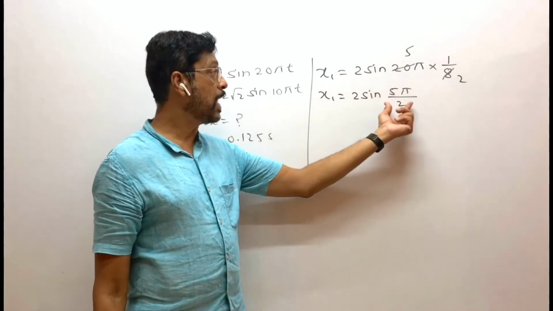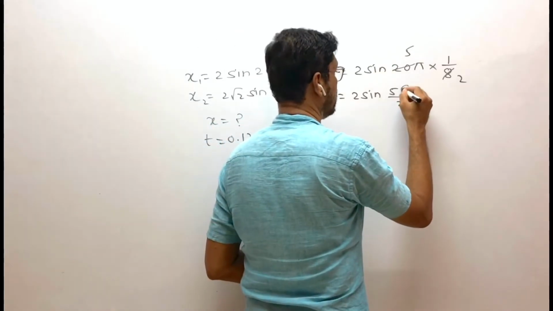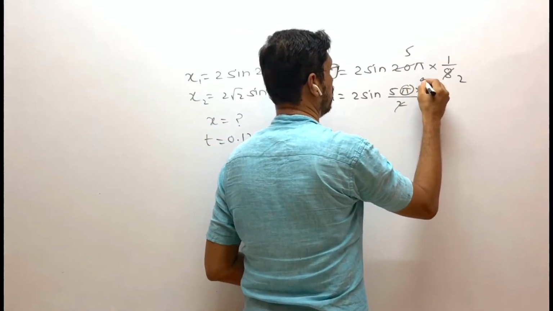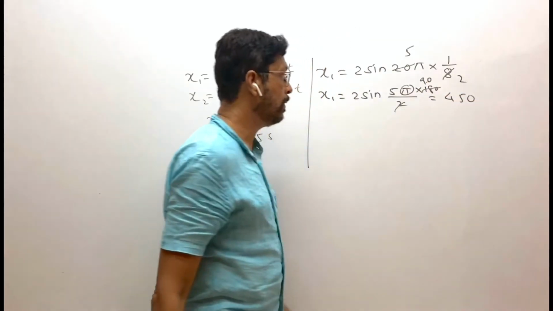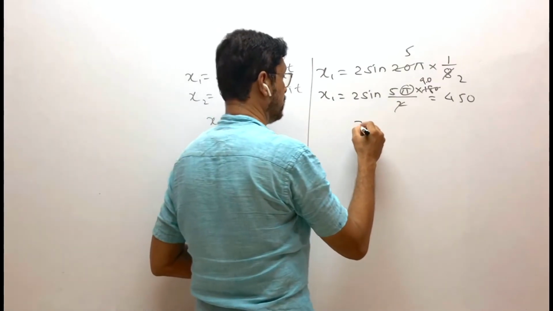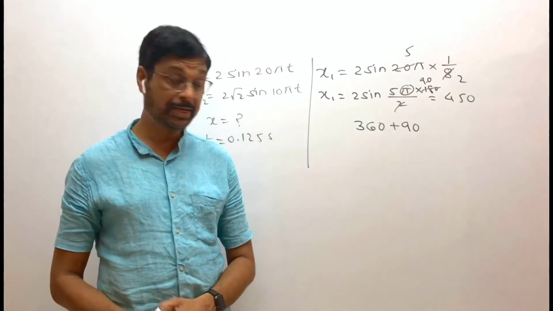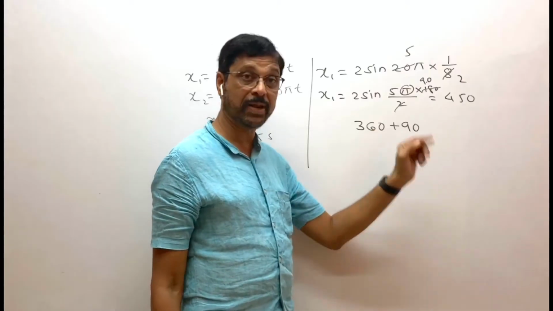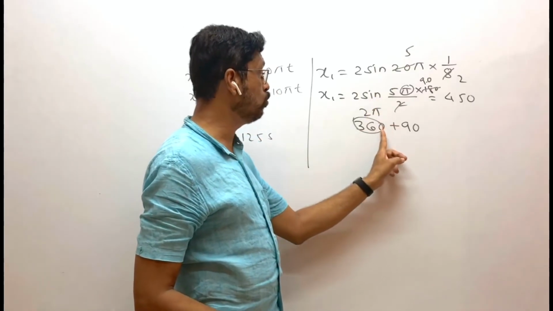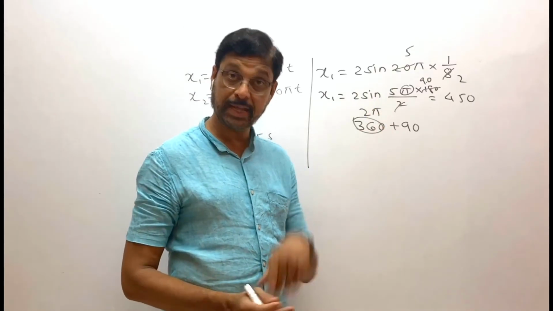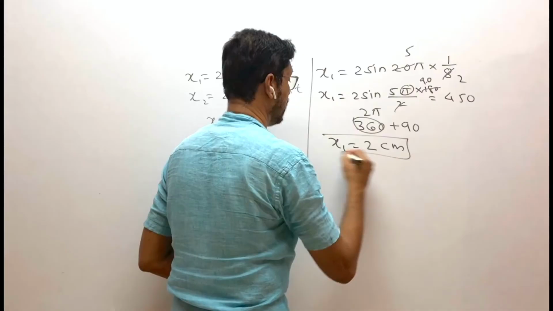Correct? Sine of 5 pi by 2 कैसे फाइंड करेंगे? Okay, this is 180 degree, right? So 450. 450 means 360 plus 90, right? 360 मतलब क्या? 2 pi. So sine of 2 pi plus 90 is sine of 90, that is 1. So x1 is equal to 2 centimeter.